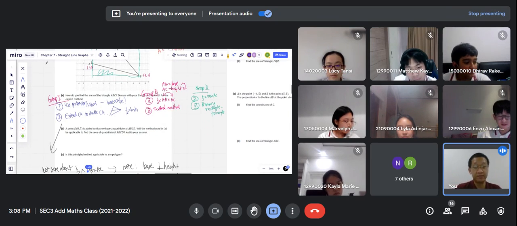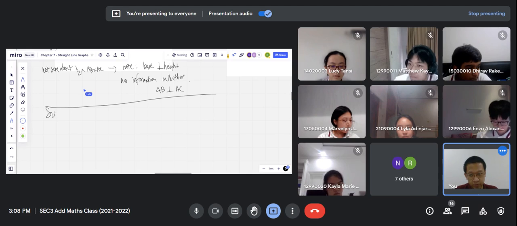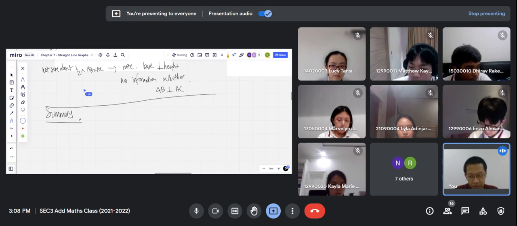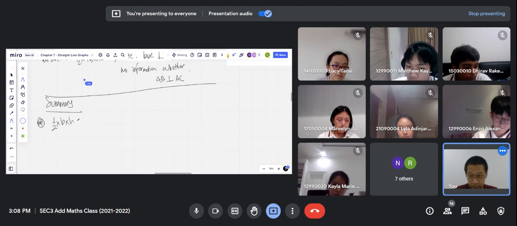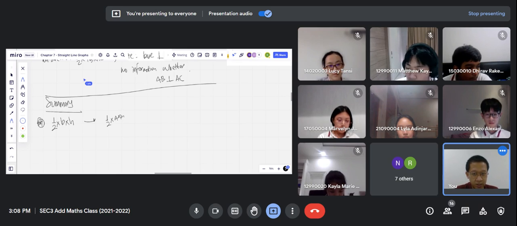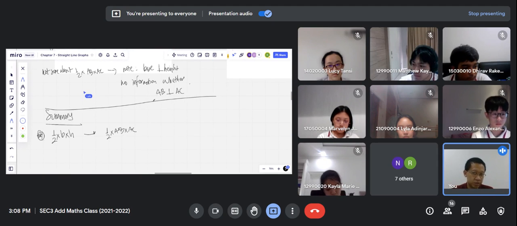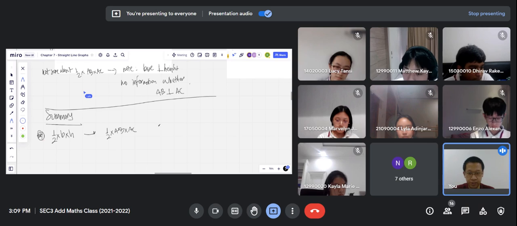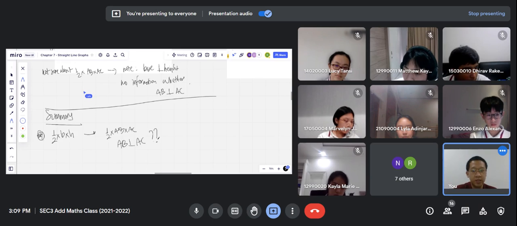Okay, let me just sum up, because we don't have the luxury of time. In general, there are a couple of methods that you found. First, you're using the half base height, referring to half times AB times AC. Some of you did this, though it turns out Kayla is not sure whether AB and AC are perpendicular or not. So let me put a question mark over here. That's the first method.